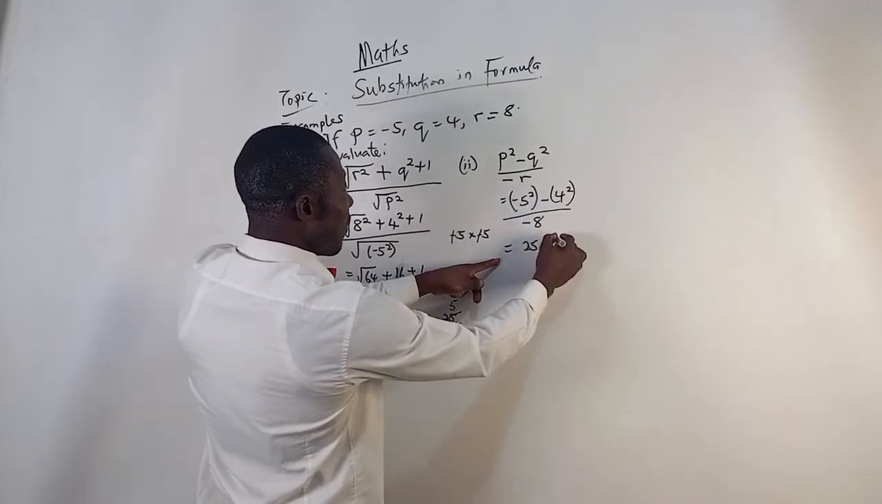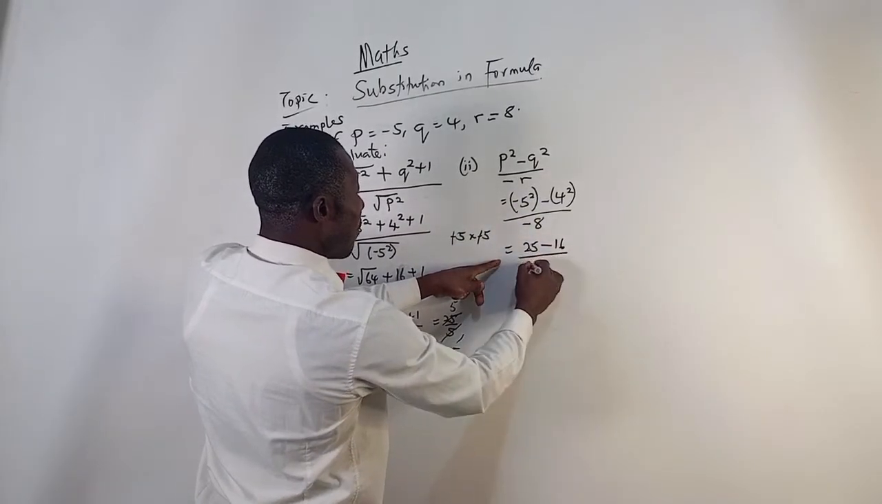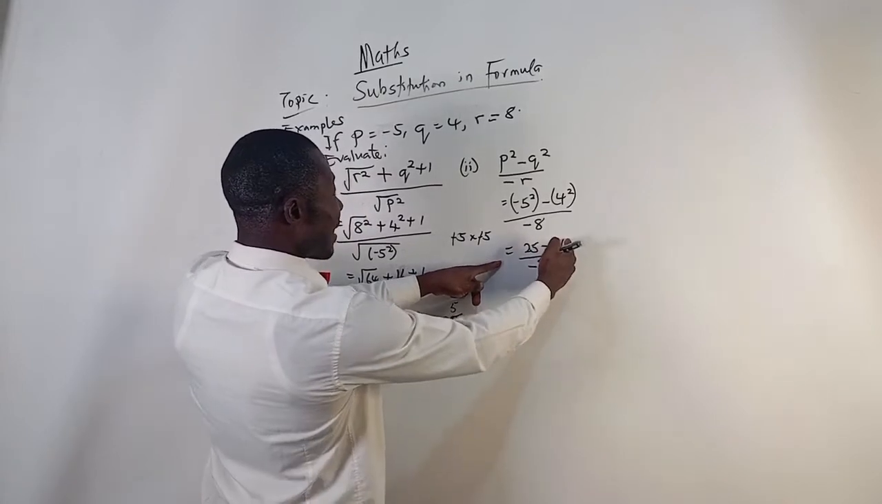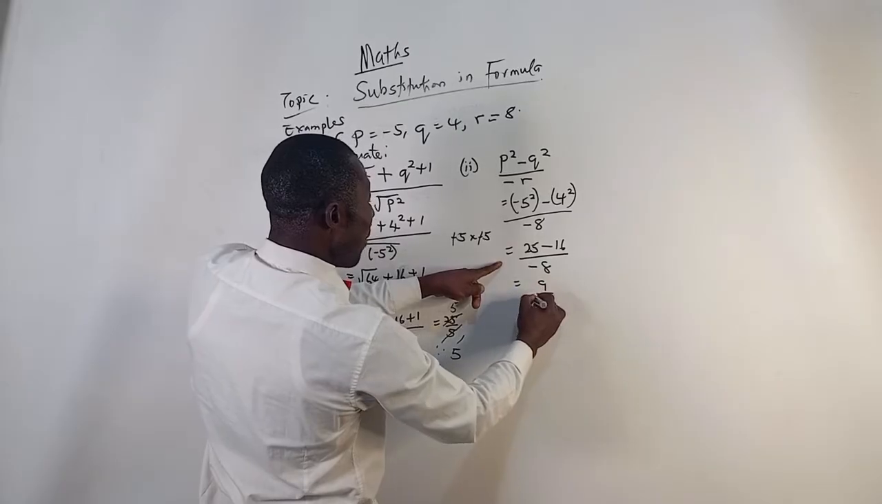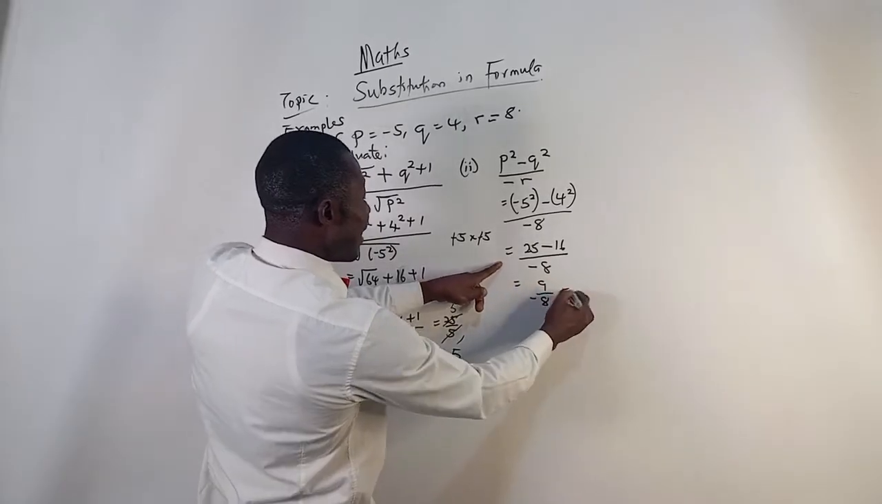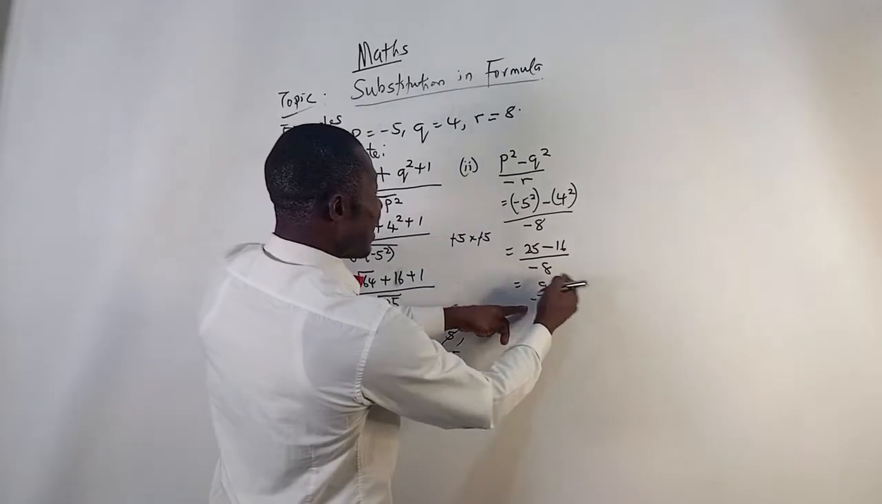Minus 4 squared will give us 16, everything all over minus 8. When we take away 16 out of 25, definitely we are left with 9 over minus 8. And at the end of the day, how many 8 can we get in 9?